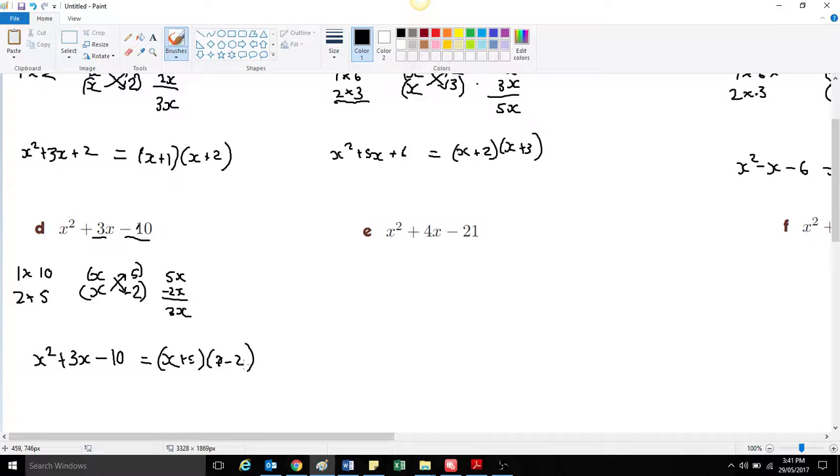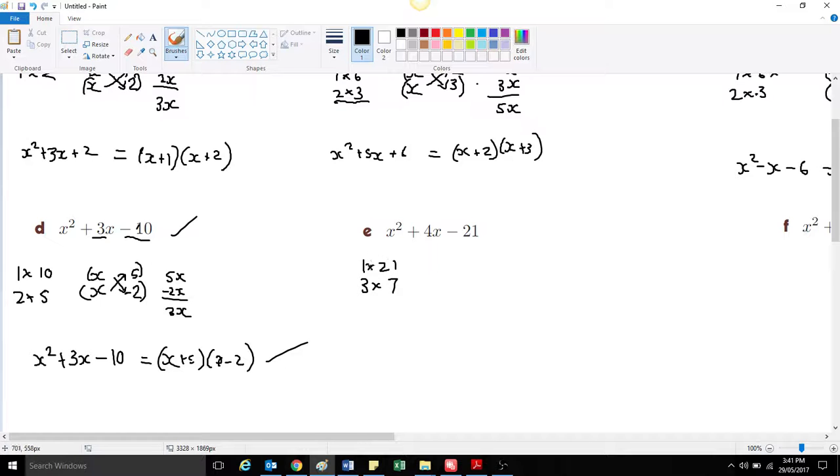All right, now all of these, I'm really drawing out the process for you. Okay, once you get really confident, you're going to be able to just go from here to here, right, without even looking at it. Okay, let's keep going. X squared plus 4x take 21. So multiples of 21, 1 times 21, and 3 times 7. Okay, now one of them again has to be negative because we have negative 21 here. Obviously, we're going to be looking at 3 and 7, aren't we?